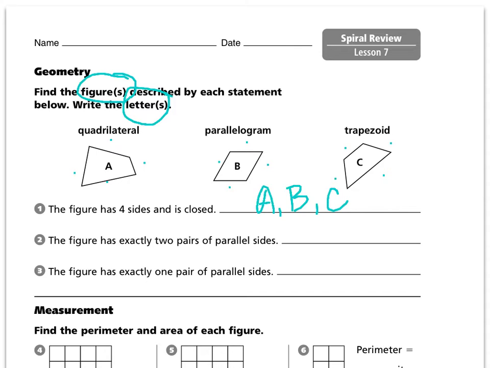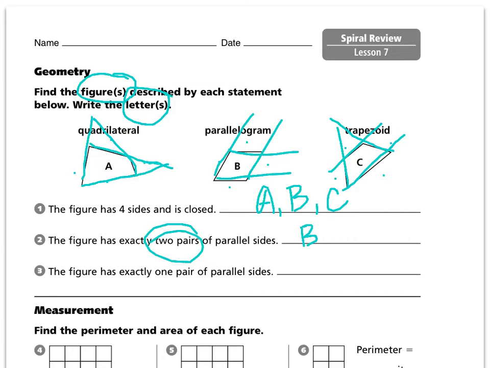The figure has exactly two pairs of parallel sides. So two pairs of parallel sides means that the sides are not going to run into each other. If I look at A, I can tell that these sides are going to run into each other, which means that's not parallel. And these two sides will run into each other, which means it's not parallel. Letter B, I have two sides that aren't running in, and another two sides that never run in. Letter C, I have two sides that will run, and then these two sides do not run. So letter B is the only one that has two pairs of parallel sides.